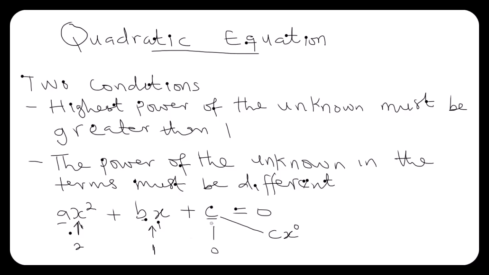That is one condition. The other condition is that the highest power of the unknown must be greater than 1. The highest power it has is 2. Therefore, the highest power here is greater than 1, and these two conditions are met. So when you see an equation like this, it is a quadratic equation. That is how you identify a quadratic equation, either when it is given directly as a question, or when you are working a mathematical question and you get something of this nature.